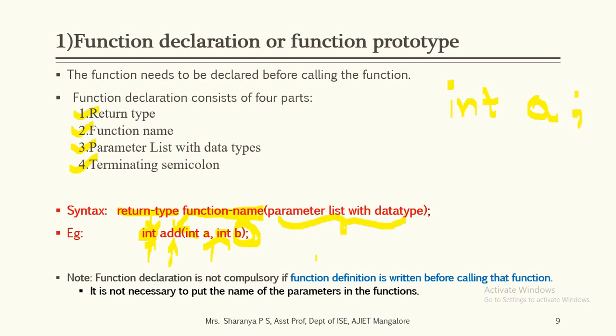One more thing is that it is not mandatory to write the variable names, that is a and b, or the parameter names. We can just write int add, int comma int. That is also allowed in C. So this function declaration is the first thing we write, soon after the header file and before the main function. It gives the details about which function we are using in the program, along with the return type of that function and the list of parameters used in it.